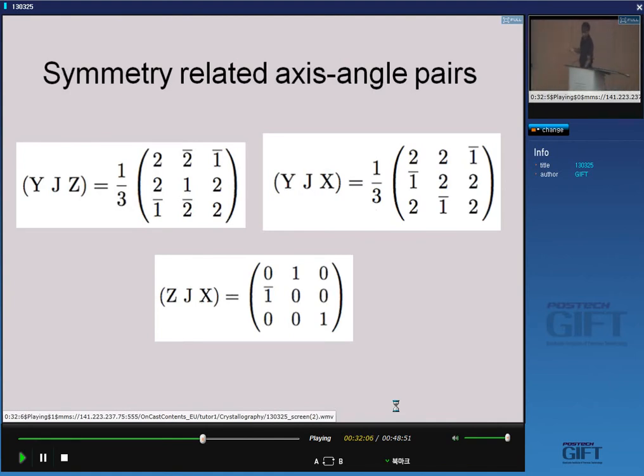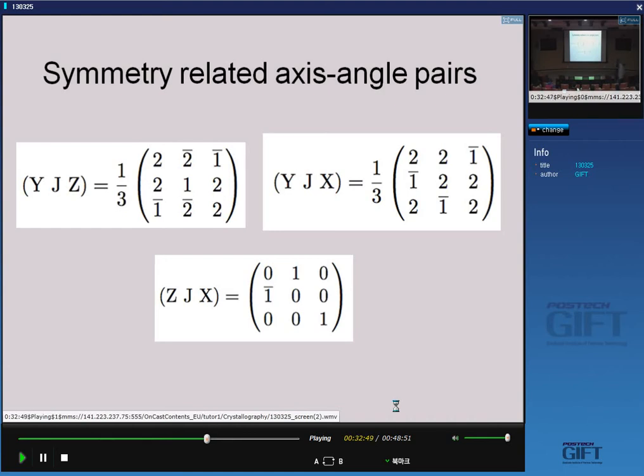So I've got these two crystals, Y related to Z and Y related to X, and you can see these elements in the matrix are similar. So this is related to this by sigma 3, and this is related to this by sigma 3 as well. And what I want to do is find the relationship between Z and X. So I do the usual thing. I write an equation that ZJY into YJX will give me ZJX. So if I take the inverse of this, multiply it by this, then I get this matrix here.